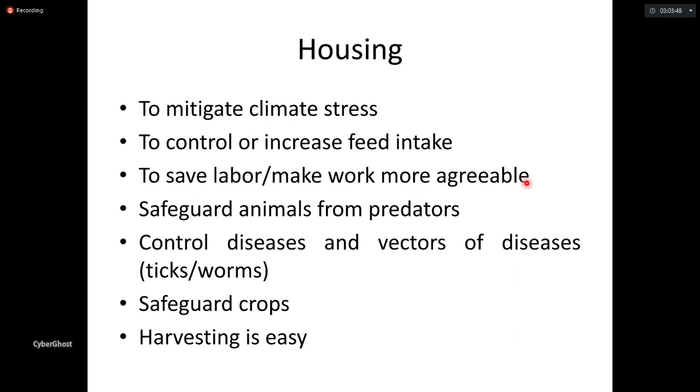In addition, we can control diseases, both pests and diseases, right? Because if they are wandering around or going for free grazing, or if they are just walking in the park, what happens? There is a high chance of getting some diseases and some pest attacks.